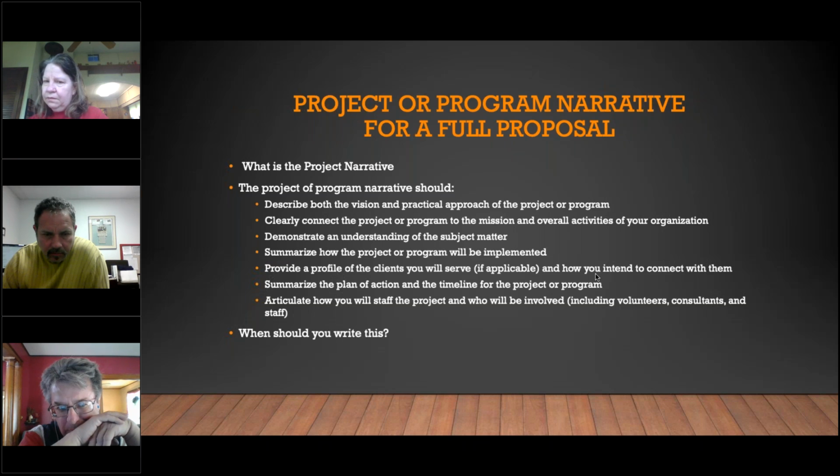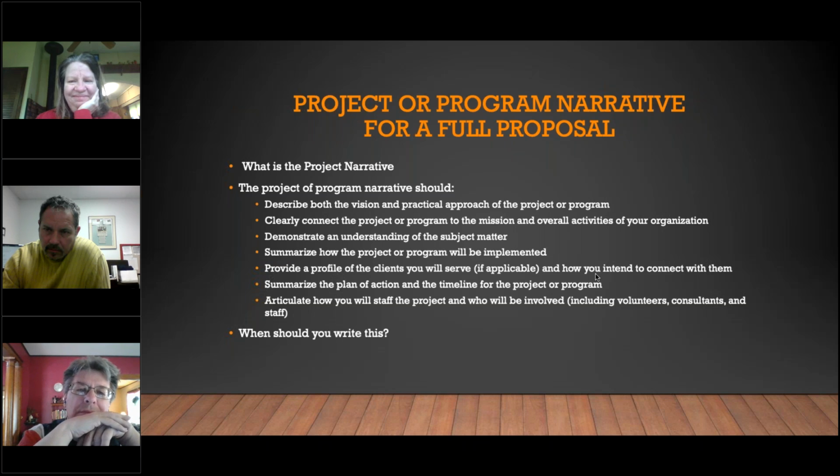And it should articulate how you will staff the project and how you will be involved, including any volunteers, consultants, or staff. When developing a grant proposal, you typically write the project or program narrative after you've developed the goals and objectives, action plan, timeline, budget, and outcome measurements and method of evaluation. So once you get all the nuts and bolts of your program done, then you will go back and write your narrative. And this will be a summary of those items.